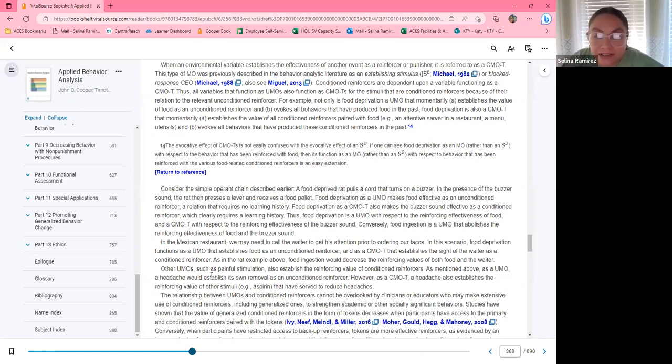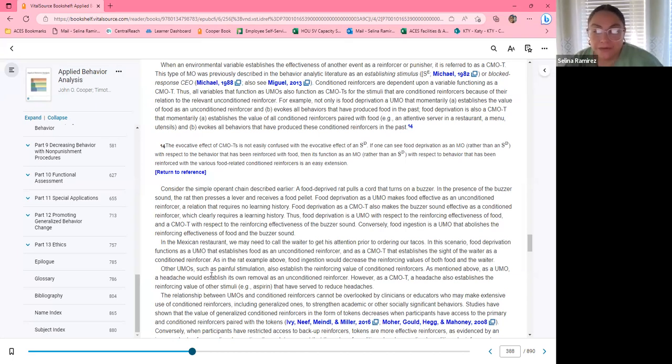It's establishing the reinforcing value of conditioned reinforcers. So as mentioned above, as a UMO, a headache would establish its own removal as an unconditioned reinforcer. However, as a CMO-T, a headache also establishes the reinforcing value of other stimuli, so aspirin that have served to reduce headaches.